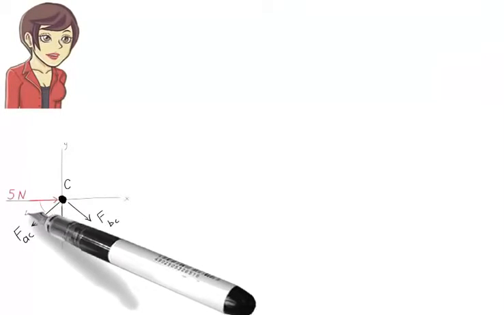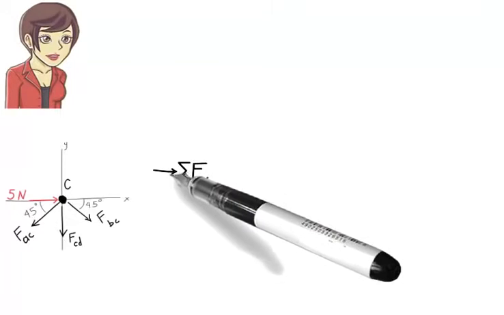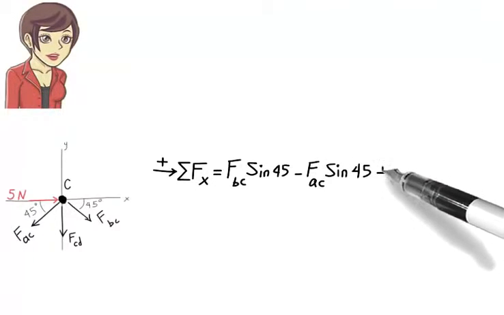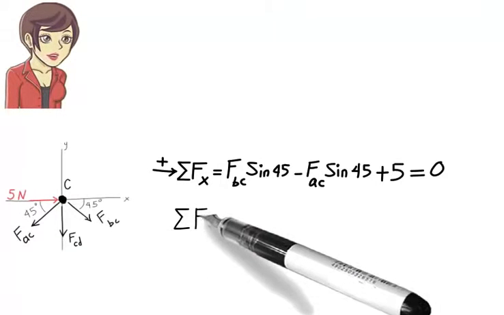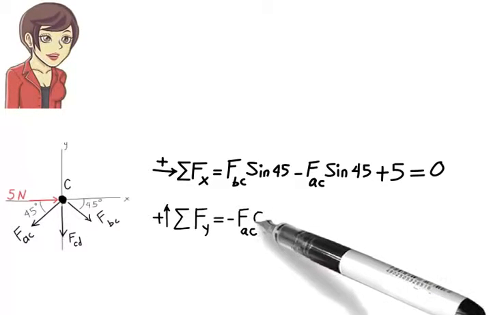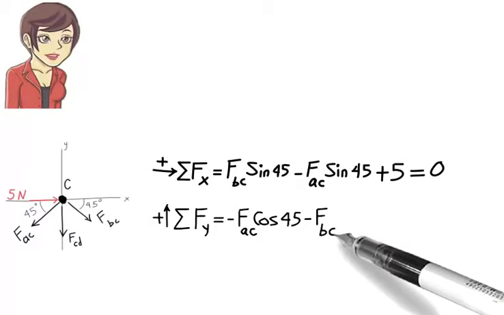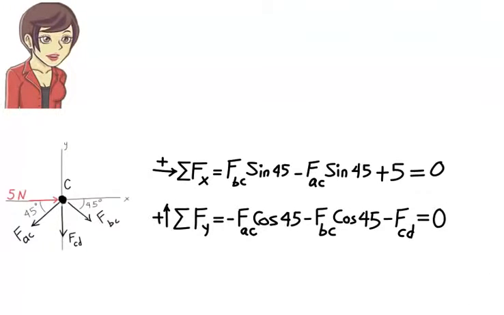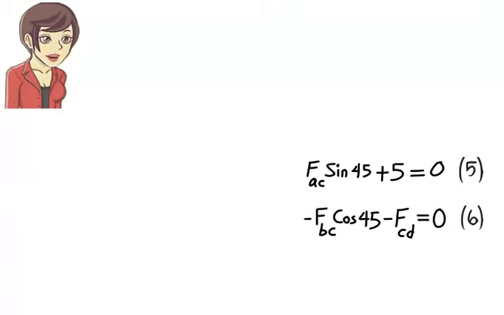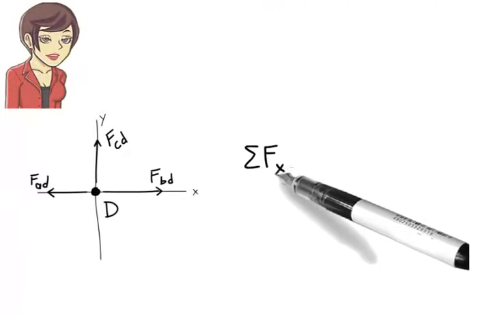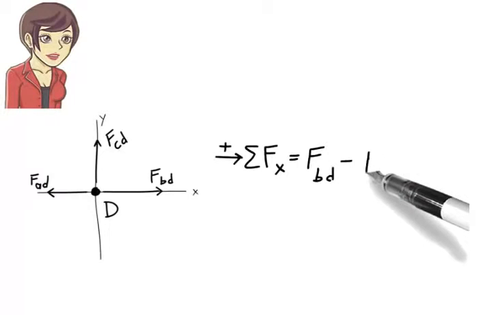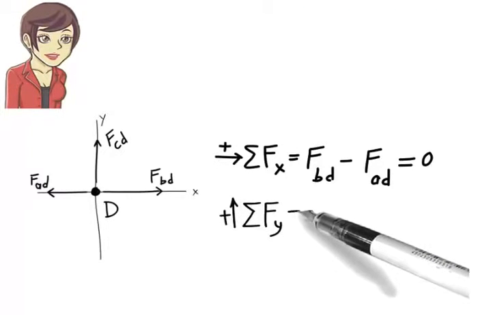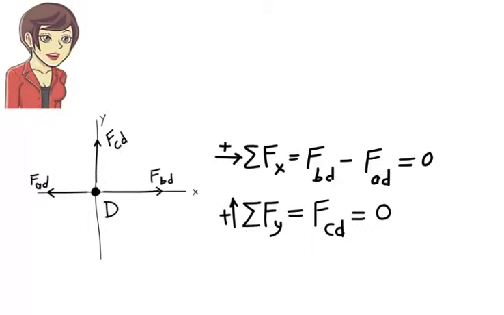For joint C, we have sum of the forces in the x direction equals FBC sine 45 minus FAC sine 45 plus 5 equals 0. And sum of the forces in the y direction equals negative FAC cosine 45 minus FBC cosine 45 minus FCD equals 0. These equations are labeled 5 and 6. Finally, for joint D, we have sum of the forces in the x direction equals FBD minus FAD equals 0. Sum of the forces in the y direction equals FCD equals 0. These equations are numbered 7 and 8.